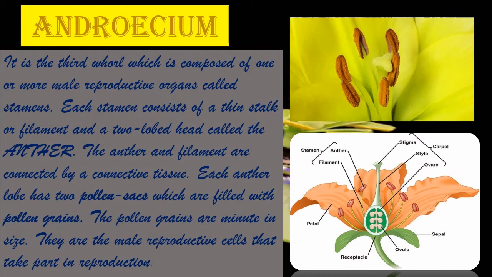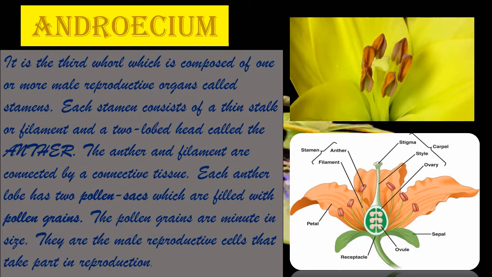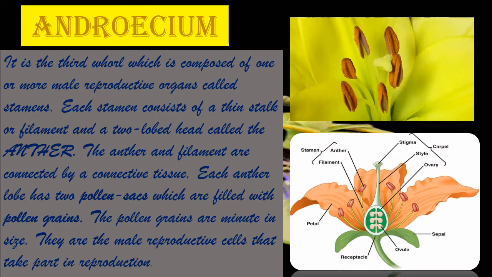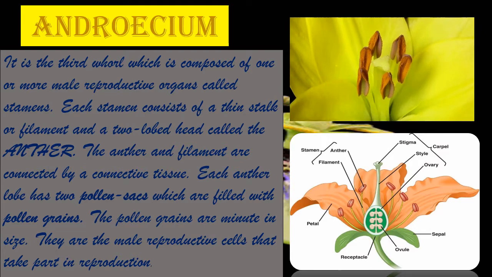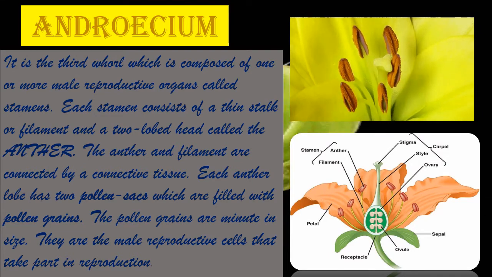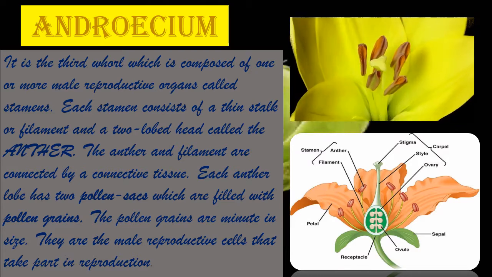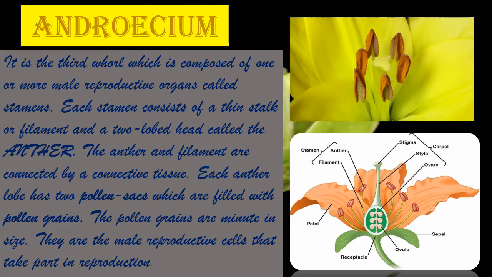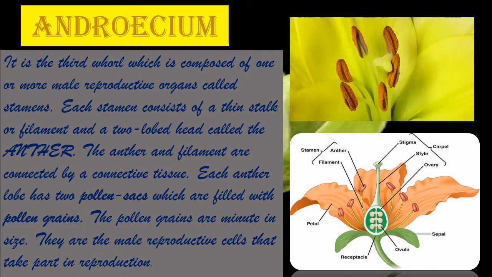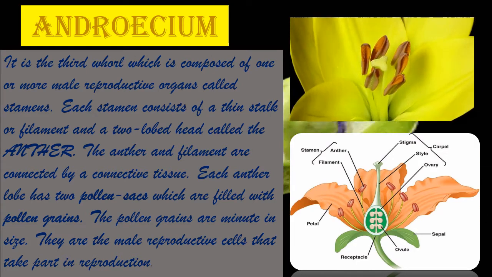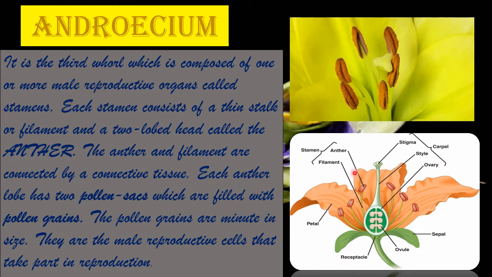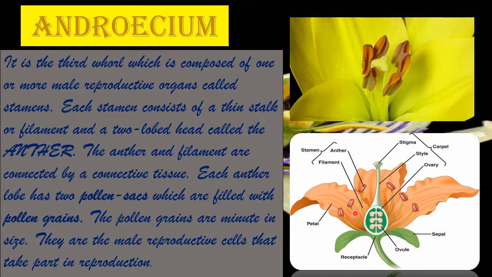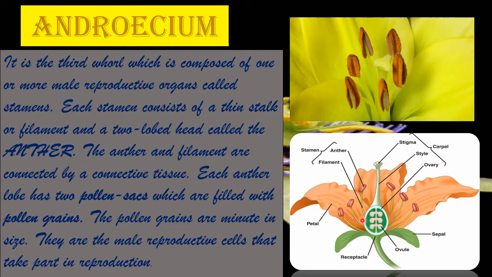Androecium. Now it is the third whorl, which is composed of one or more male reproductive organs called stamens. Each stamen consists of a thin stalk or filament and a two-lobed head called the anther. This is the anther. In this picture, you can clearly see these are the anthers. Clear? And the stalk is the filament.